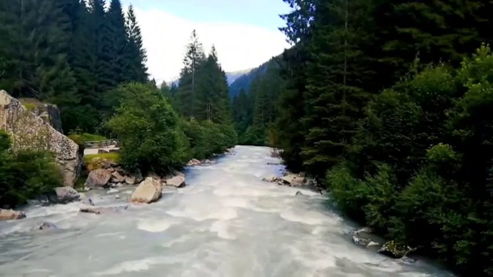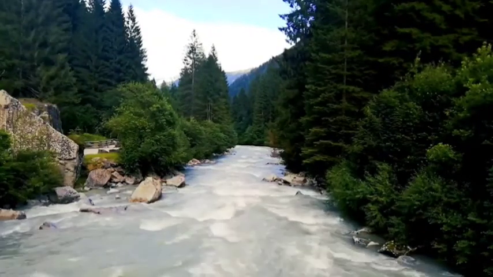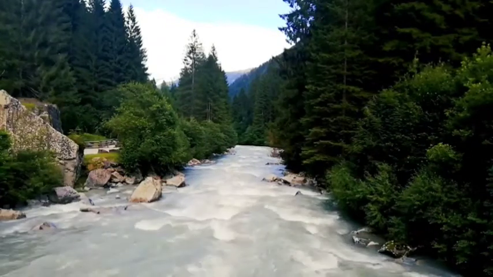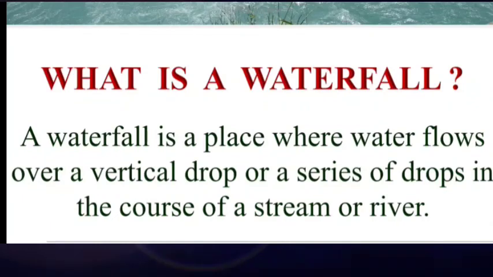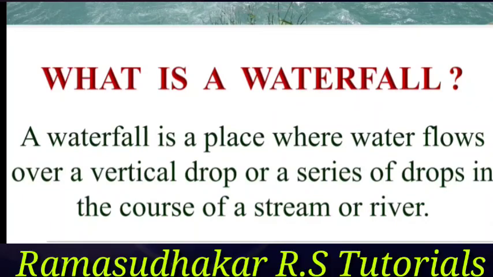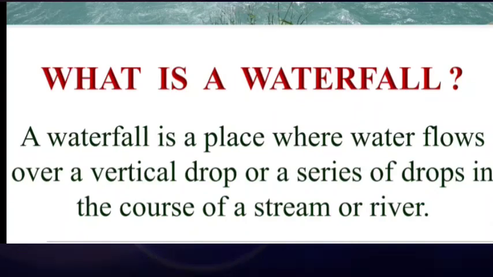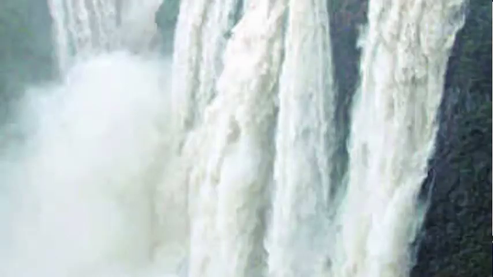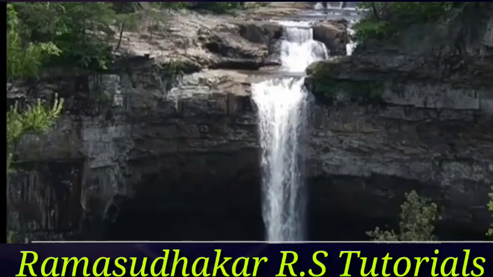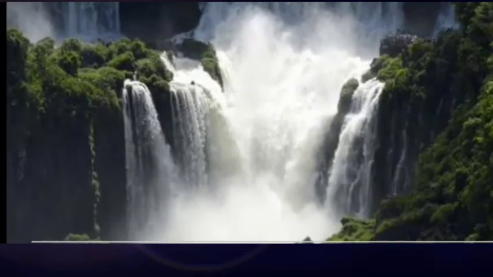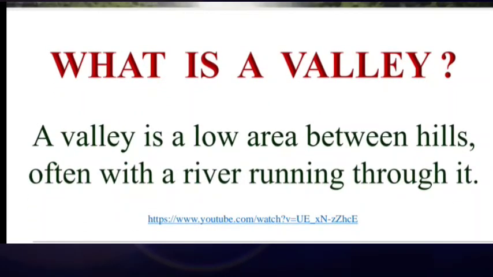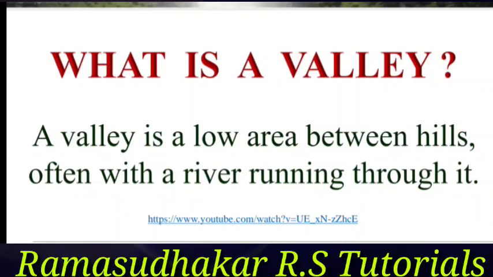Yes. Next, what is a waterfall? A waterfall is a place where water flows over a vertical drop or a series of drops in the course of a stream or river. You can see this. What is a valley? A valley is a low area between hills, often with a river running through it.